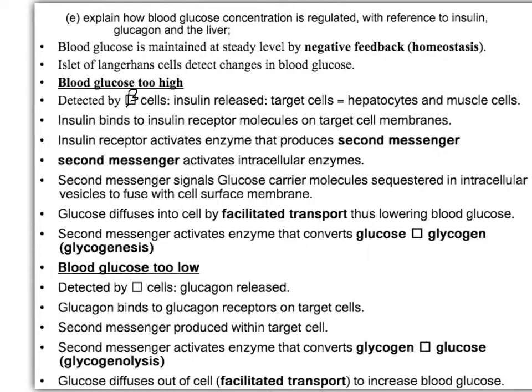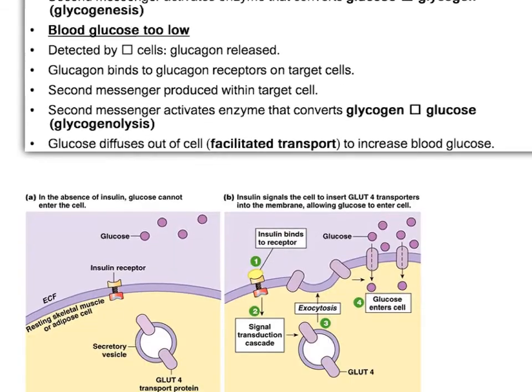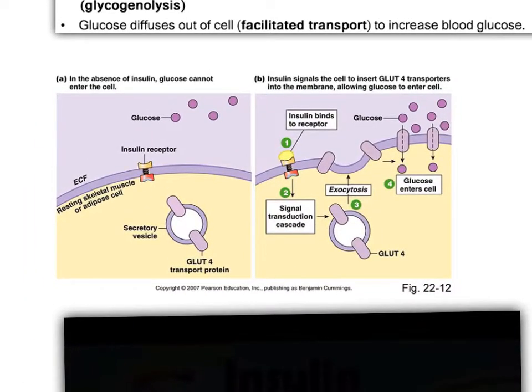Okay, so if I just look at that in a little bit more detail with some diagrams down below. Here we have our liver cell.